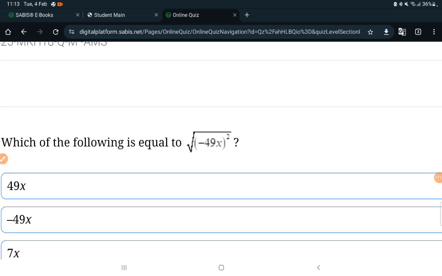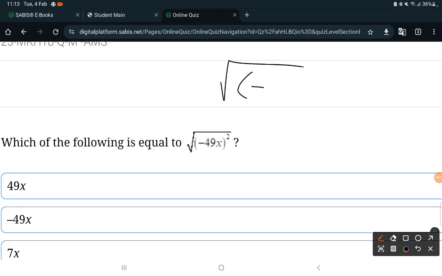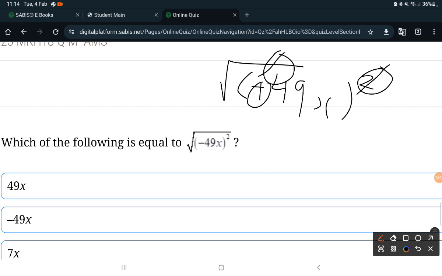Here, which of the following is equal to radical negative 49x squared? Okay, so when you have a radical, and inside that radical is a negative constant and then squared, what you do is you cancel the squared and the radical and you change the negative sign to a plus. This is just the rule. So we will get 49x.